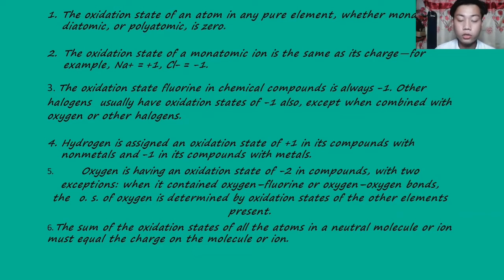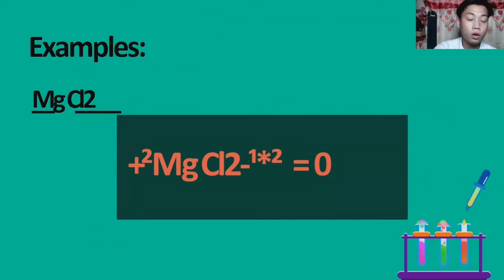Hydrogen is assigned an oxidation state of positive 1 in its compounds with nonmetals and negative 1 in its compounds with metals. Oxygen has an oxidation state of negative 2 in compounds, with two exceptions: when it is bonded to fluorine or in oxygen-to-oxygen bonds, where the oxidation state of oxygen is determined by the oxidation states of the other elements present. The sum of the oxidation states of all the atoms in a neutral molecule or an ion must equal the charge of the molecule or the ion.